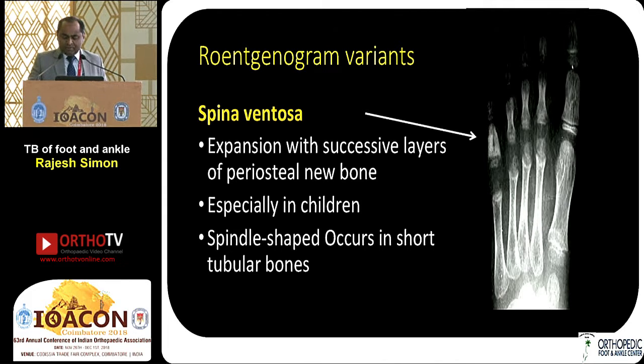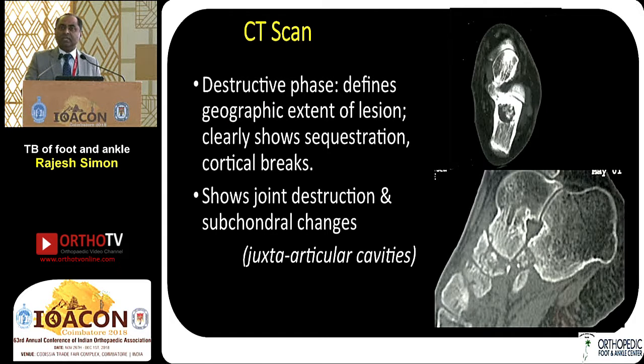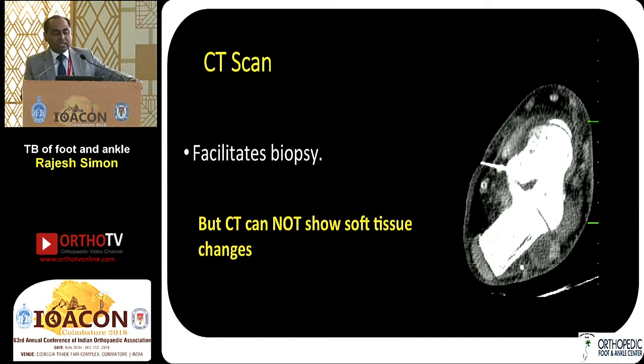Now, coming from the X-rays, you have the CT scans. CT scans give you much more detailed information about the destructive phases, and help us identify the subchondral changes, but it does not help us with the soft tissue changes. But again, CT scan helps in getting a perfect diagnosis in the right place.